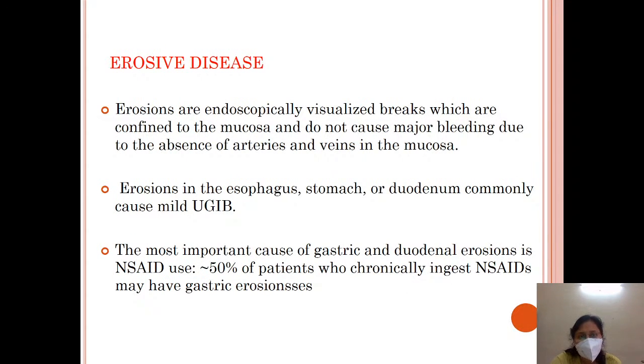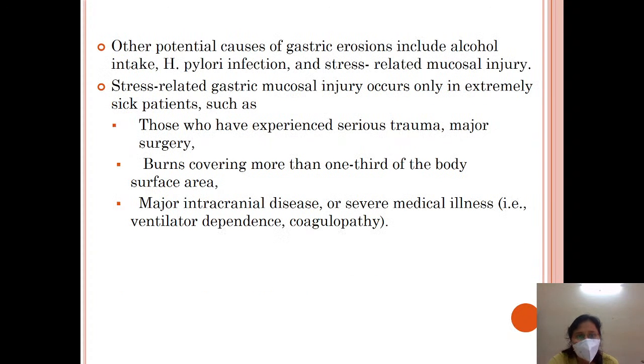Erosive diseases are endoscopically visualized breaks which are confined to the mucosa and do not cause major bleeding due to the absence of arteries and veins in the mucosa. Erosions in the esophagus, stomach, or duodenum commonly cause mild upper GI bleed. And the most important cause of gastric and duodenal erosions is NSAID use, that is 50% of patients who chronically ingest NSAIDs may have gastric erosions.